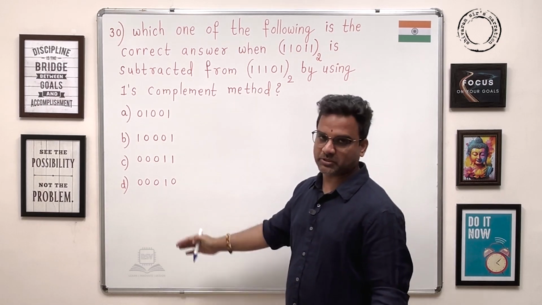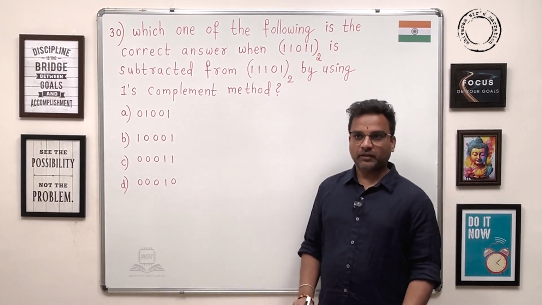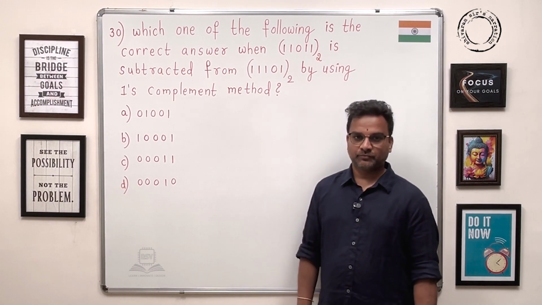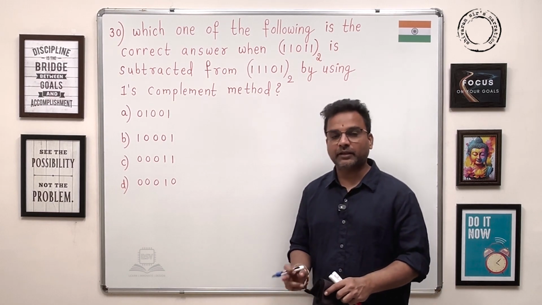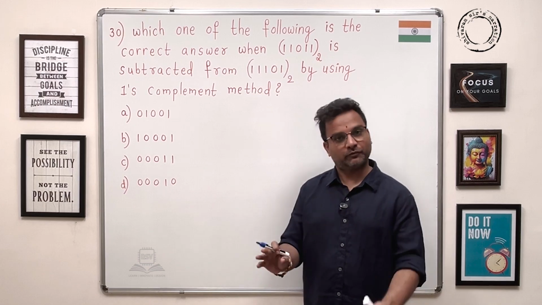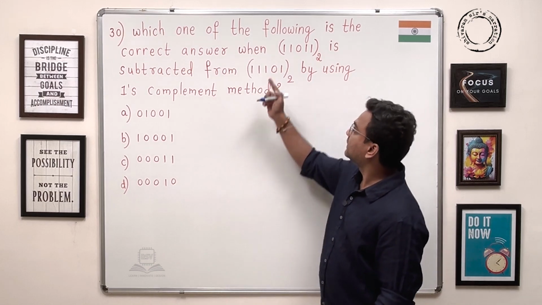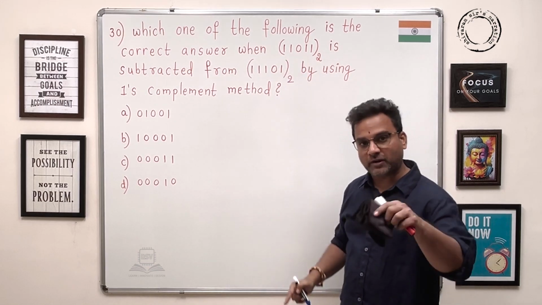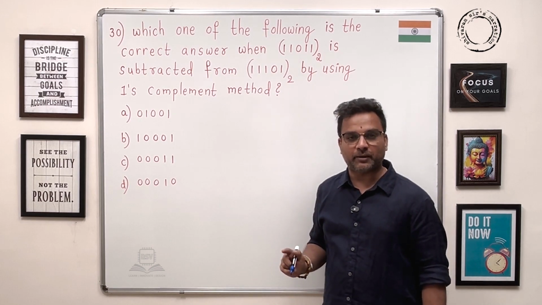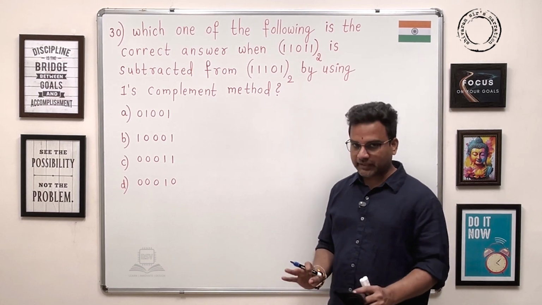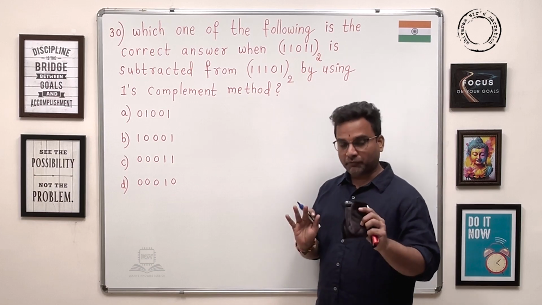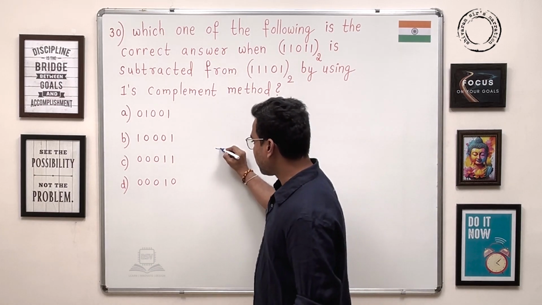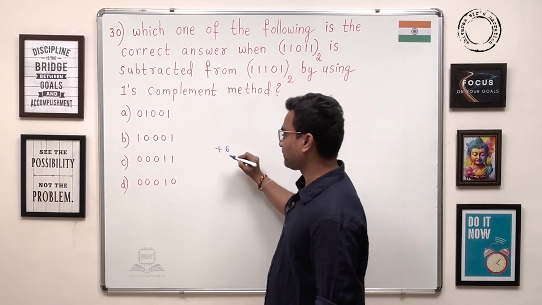There are the options. Guys, first of all, there is one decimal number. How you can represent it in 1's complement, we need to know, because this is 11011 in 1's complement. What is the decimal number? You should know. For that reason, let's have this, for example, it is plus 6.